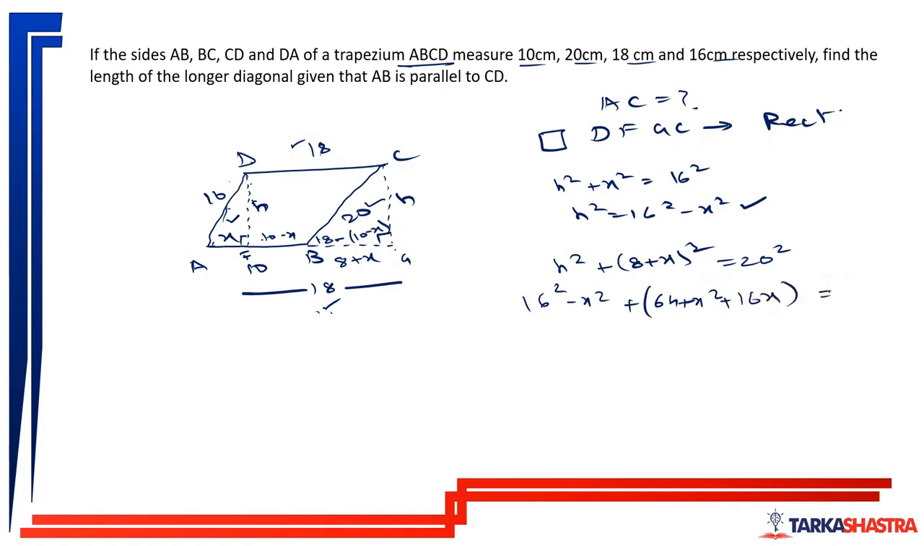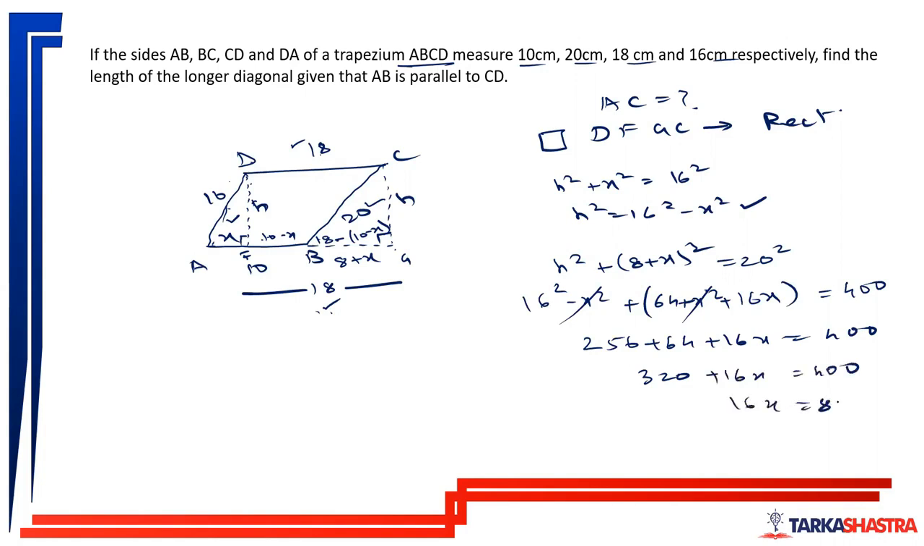I'm just doing (A plus B) whole square is equal to 20 square, which is 400. So this X square and this X square get cancelled. I have 256 plus 64 plus 16X is equal to 400, which is 320 plus 16X is equal to 400, which gives me 16X is equal to 80, so X is equal to 5. So this is 5, this is also 5, and this is 13.